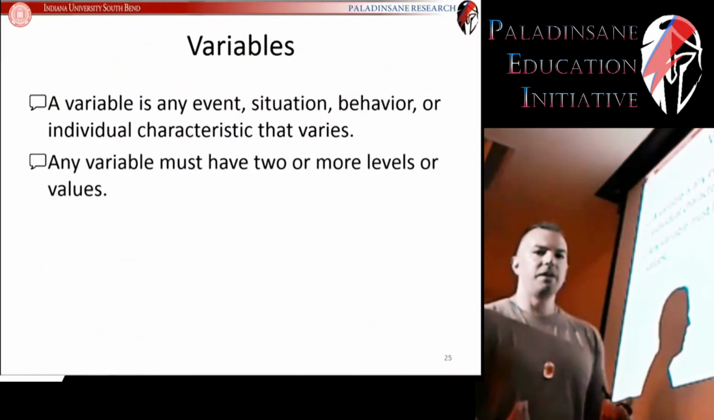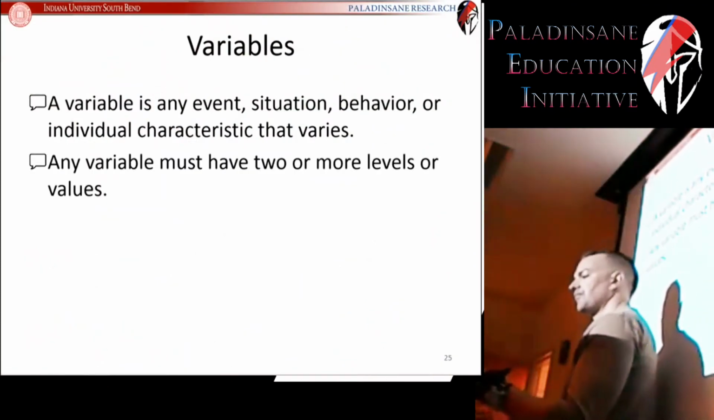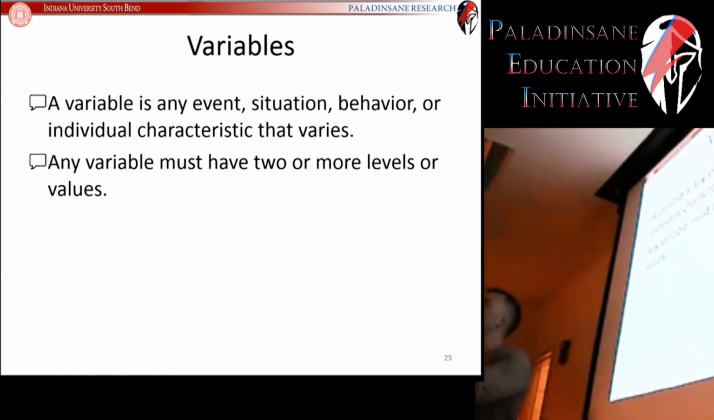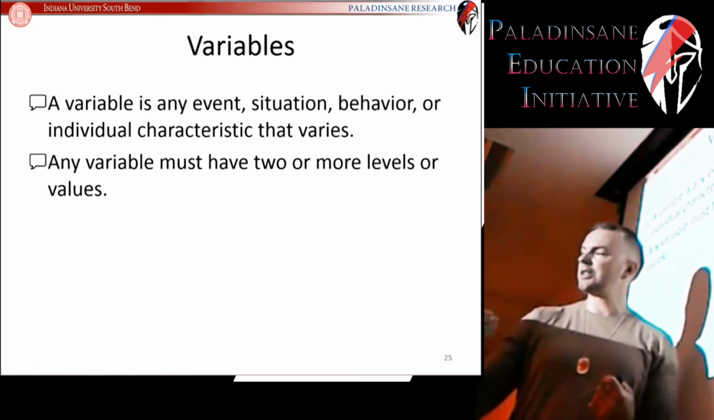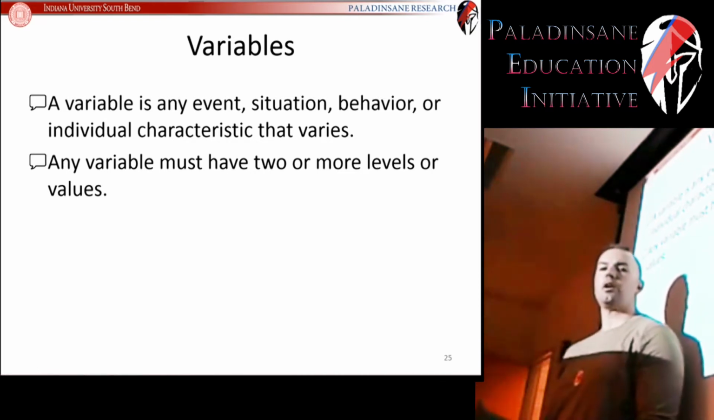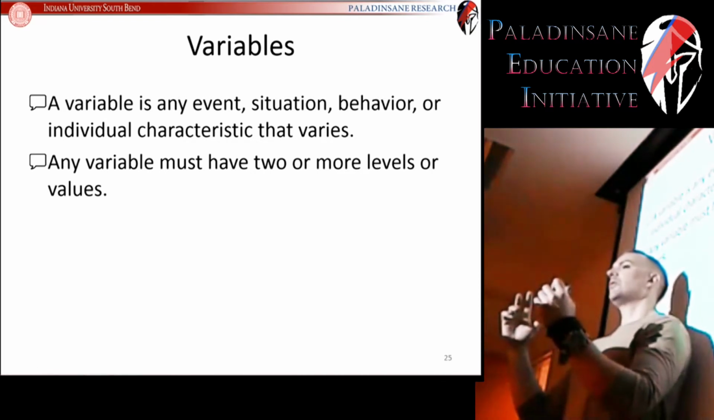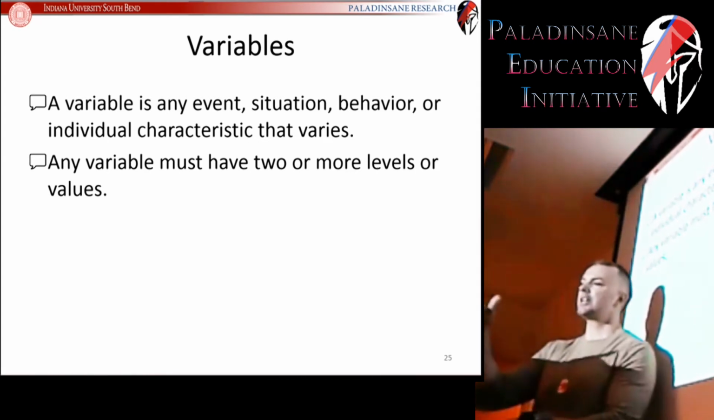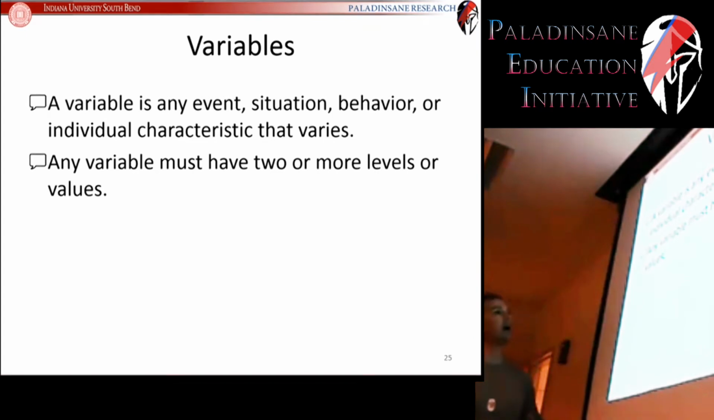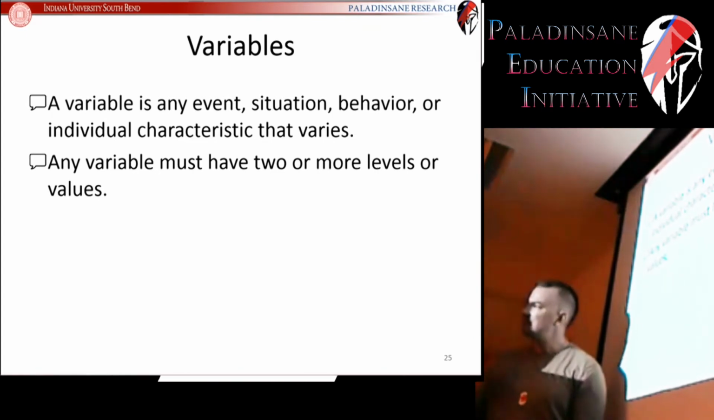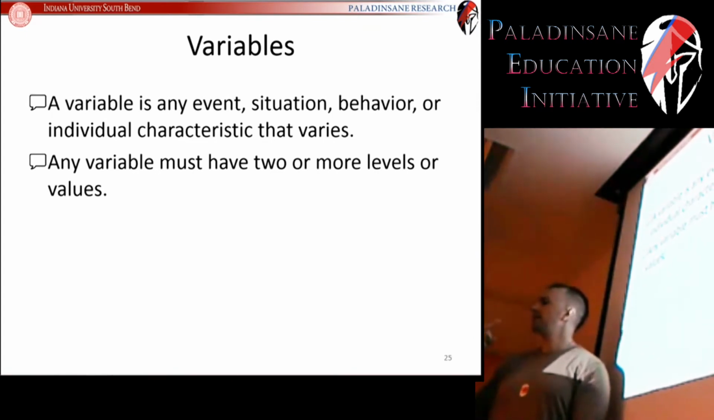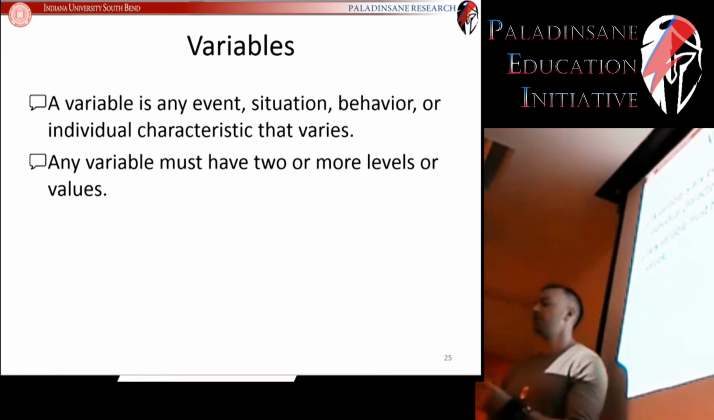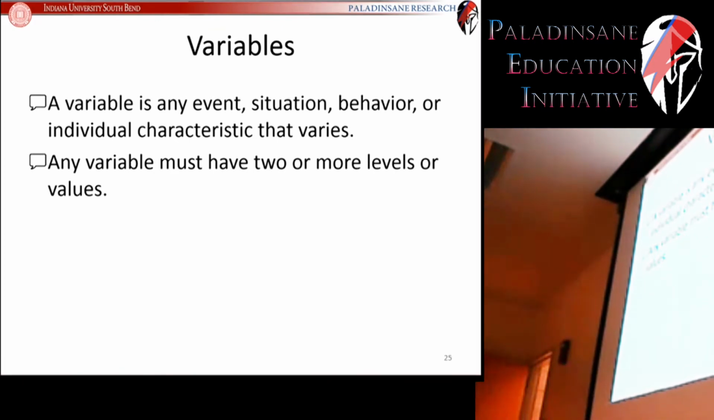So it has to vary. A variable has to be able to be different. And what we call those different amounts of a variable, they're called levels. So height has a variety of different levels. You can be 5'5", 5'6", 5'7", 5'10". A variable has to have at least 2 levels, where you can be this or you can be that. You can have more, but you need to have at least 2.